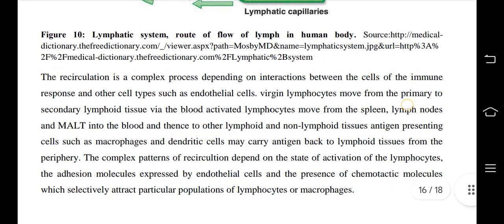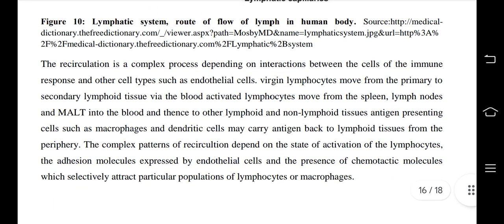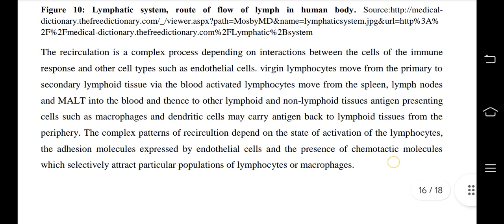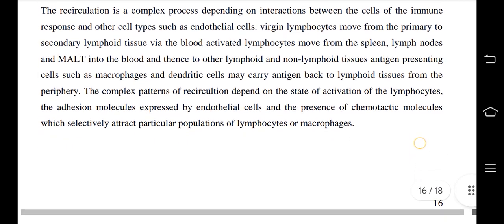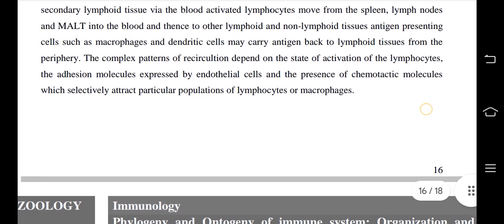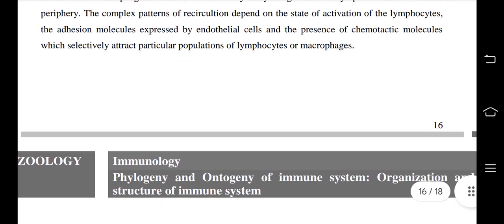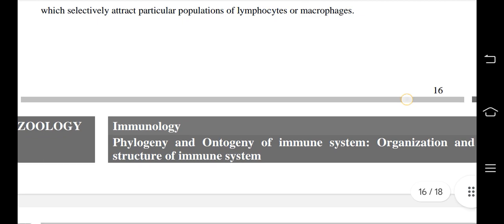The recirculation is a complex process depending on interactions between the cells of the immune response and other cell types such as endothelial cells. Virgin lymphocytes move from the primary to secondary lymphoid tissues via the blood. Activated lymphocytes move from the spleen, lymph nodes and MALT into the blood and hence to other lymphoid and non-lymphoid tissues. Antigen presenting cells such as macrophages and dendritic cells may carry antigen back to lymphoid tissue from the periphery. The complex pattern of recirculation depends on the site of activation of the lymphocytes, the adhesion molecules expressed by endothelial cells, and the presence of chemotactic molecules which selectively attract particular populations of lymphocytes or macrophages.